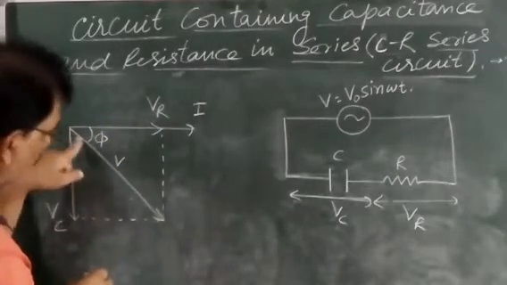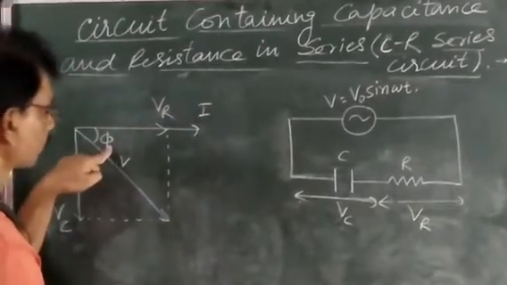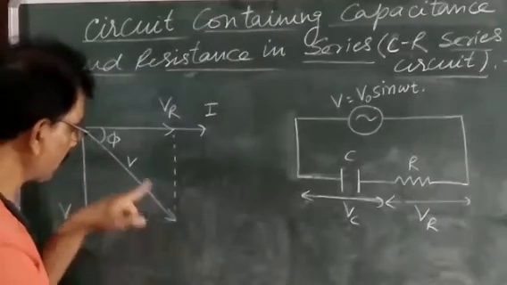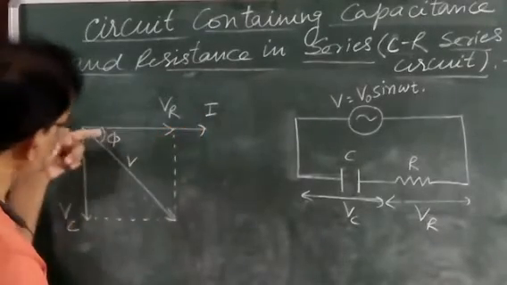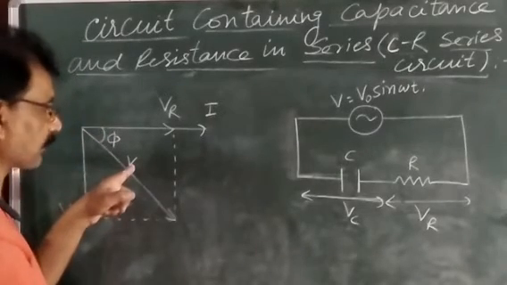So here the applied voltage V lags behind the current I by a phase angle phi. Suppose we assume that the applied voltage V lags behind the current I by phi degrees. So first you will find out what is the value of V.